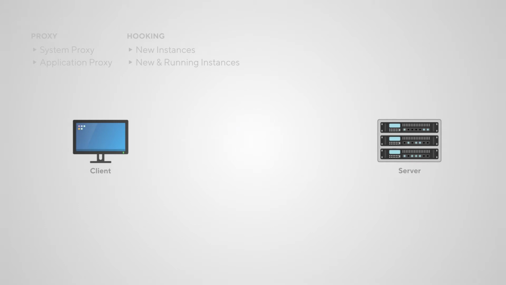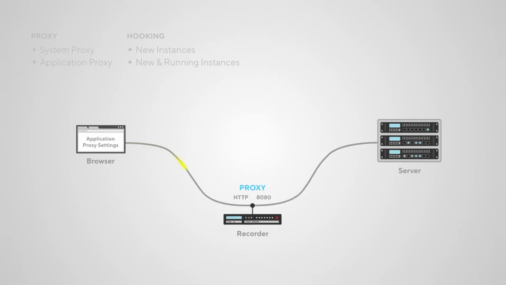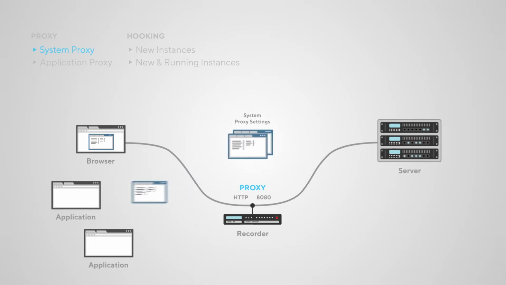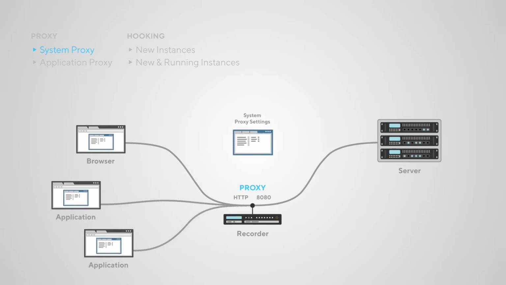Let's say that the client in our example is a browser. The browser can now be configured to use its own proxy settings, if it provides such a feature. We call this the application proxy approach. Or it can use generic proxy settings provided by the Windows operating system. This is called the system proxy approach. Note that these system proxy settings might be used by a number of other applications, which can cause side effects.